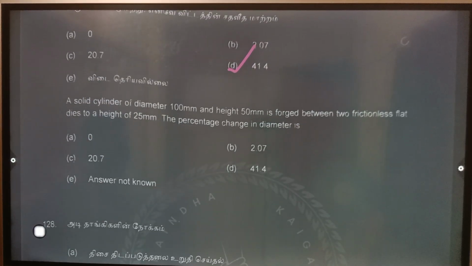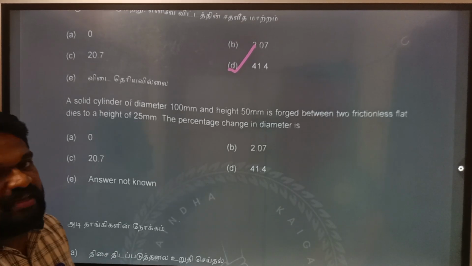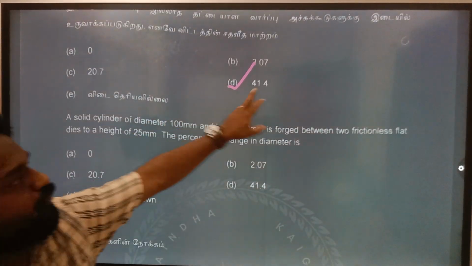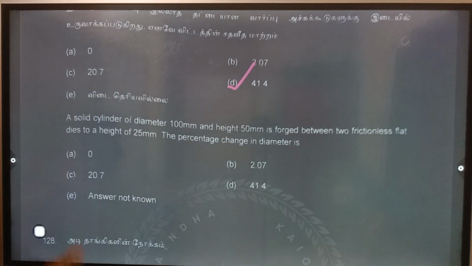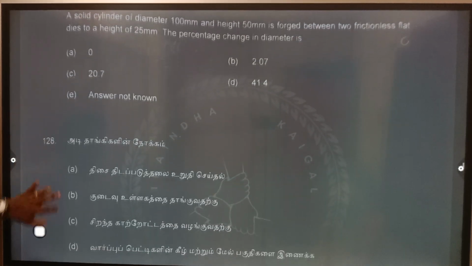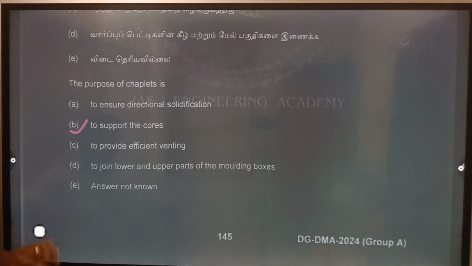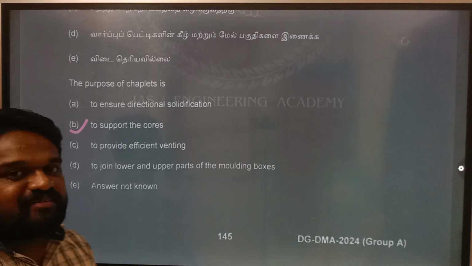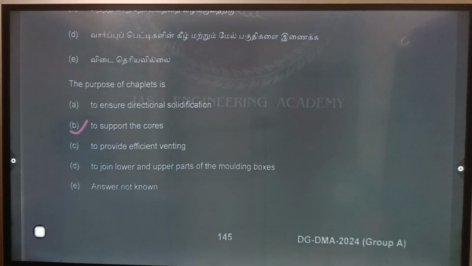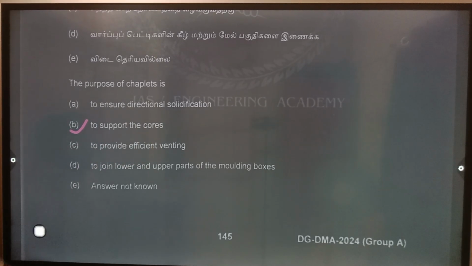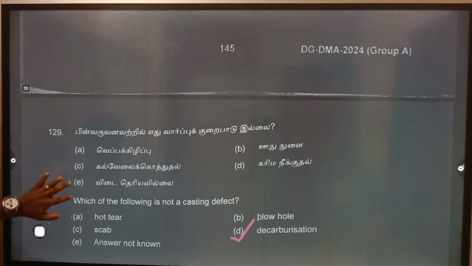127. A solid cylinder of diameter 100 mm. Percentage change in diameter is asked, meaning delta D by D into 100. Answer is 41.4%. Okay, D is the answer. 128. The purpose of chaplets and chills. Chills are used on solidification for directional solidification, and chaplets support the cores. B is the answer: to support the cores.